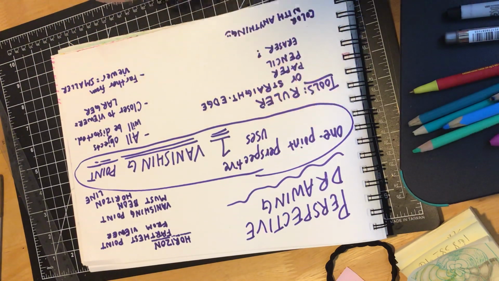We're going to do 1 point perspective for this tutorial today. You are going to need these supplies. I actually don't have an eraser, so I'm going to have to do without.